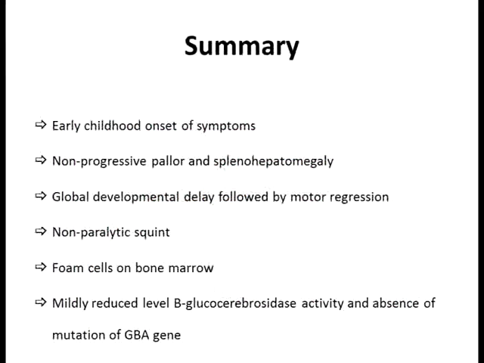So in summary, at present we have a child who has non-progressive pallor and splenohepatomegaly, has a global developmental delay followed by regression, mainly motor regression, non-paralytic squint, foam cells on the bone marrow, a mildly reduced level of beta glucocerebrosidase activity, and absence of mutation of the GBA gene.